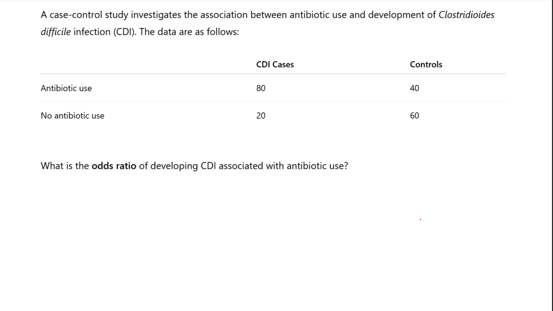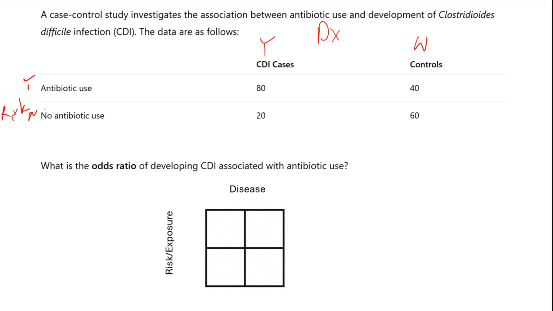The data are as follows. Here's our data, and it's asking what is the odds ratio. So it's nice. The data is already given in a table-like format. We can see that up here is the disease, people with C. diff and people without C. diff. And of course, here's our risk or our association of exposure, on the left side here. This is people with and people without. So it's already appropriately set up, just like our 2x2 table.